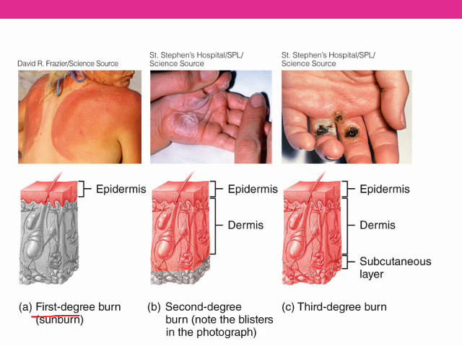So, first degree burn, it's damage to the epidermis. So, in this picture, we see damage to the skin. So, the skin is red in color, and in some cases, there is a little bit of edema.